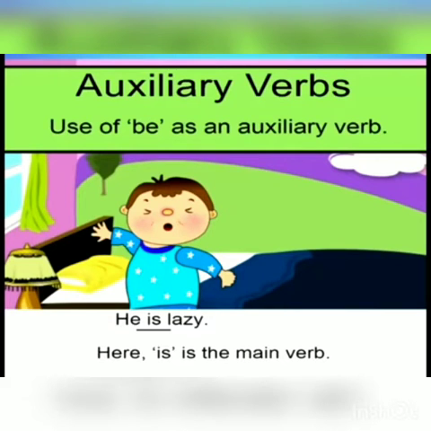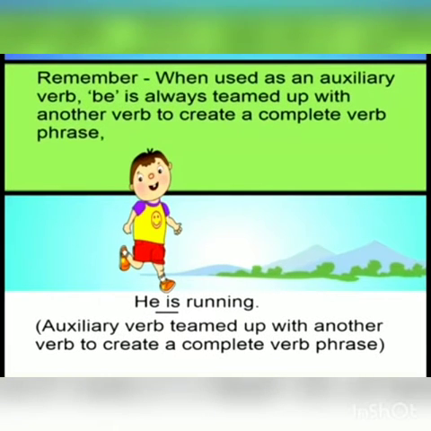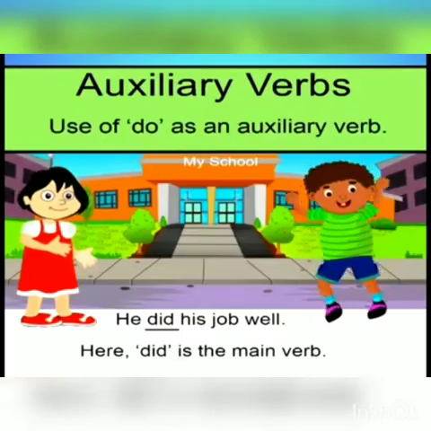Now let's look at a second auxiliary verb. The use of be as an auxiliary verb. Is is a form of be. He is lazy. Here is again the main verb as there's no other action being done. Now let's look at the second case. He is reading a book. Here clearly reading is the action being done, so it's the main verb, and is is the auxiliary verb. He is running. Here is is the helping verb and has to be used with the main verb, which is running.